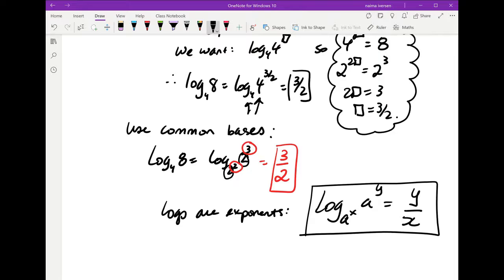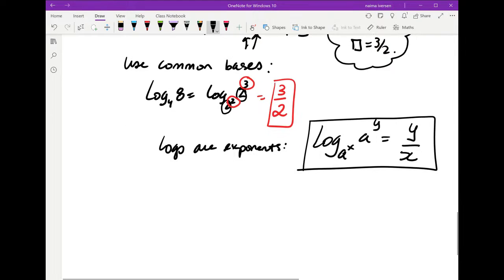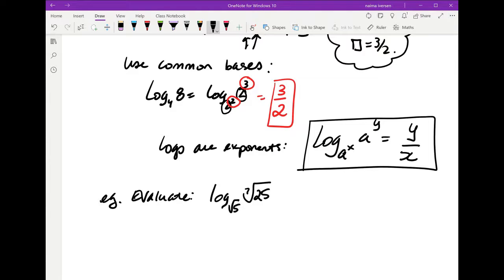Okay, so when we take a look at our next one, maybe I'll just do one more example of that. Here we go. Let's say we wanted to evaluate something tricky. Log base square root of 5 of, I don't know, the 7th root of 25. Ooh, that looks terrible. Well, what I can see is my common base is 5.